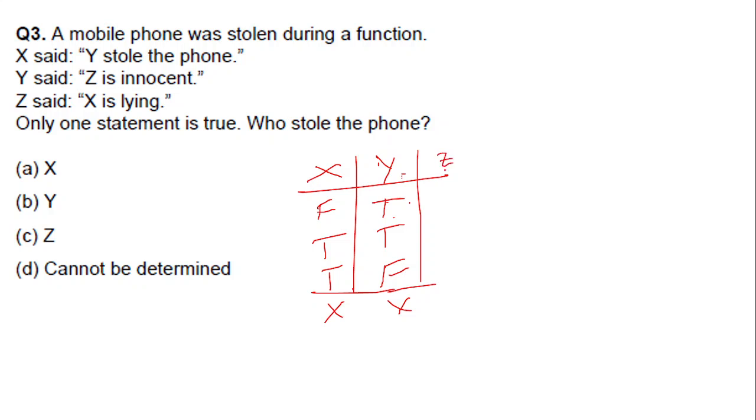Let us go to Z, the third one. First statement, X said Y stole the phone. False, because Z stole the phone. That is our assumption. Y said Z is innocent. False, because Z is the guilty person here. Z is the thief, so Z cannot be innocent. X is lying. Yes, true, because if this is false, this is true. So we got only one true statement. So this holds good. Z is the thief. Option C, Z is the correct answer.